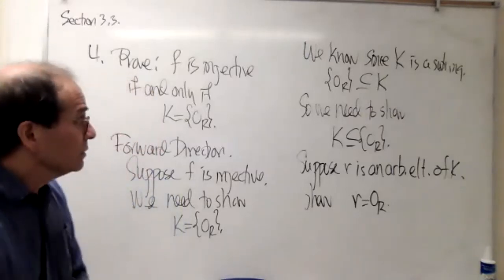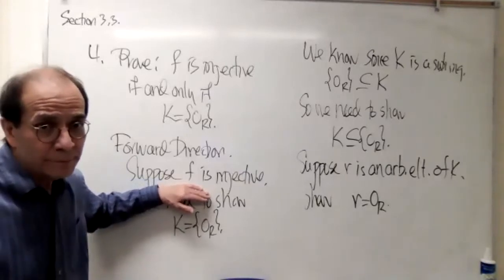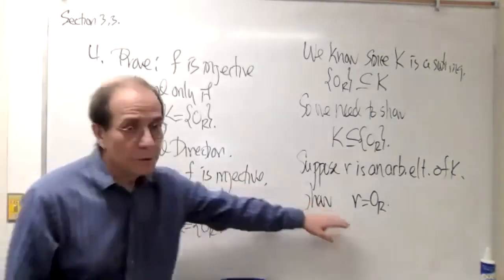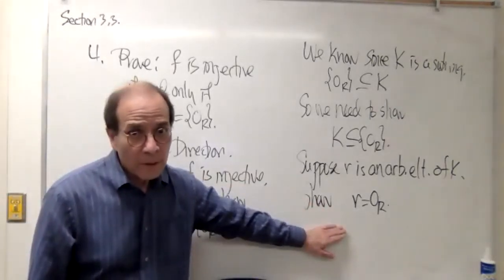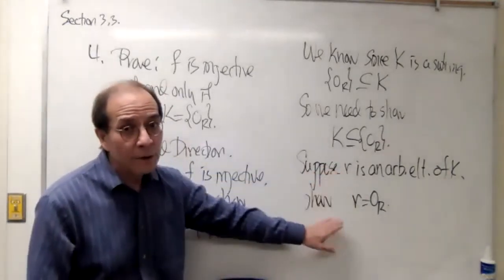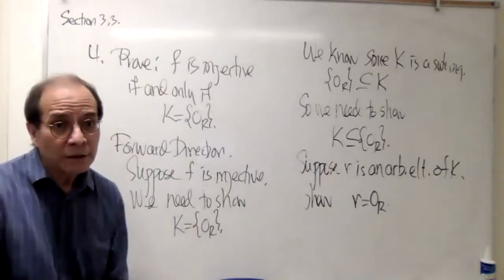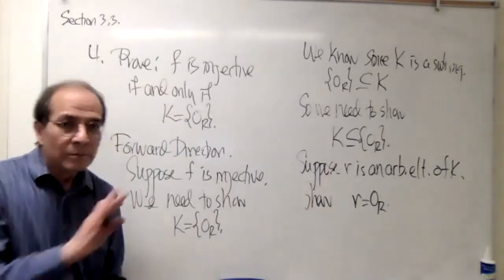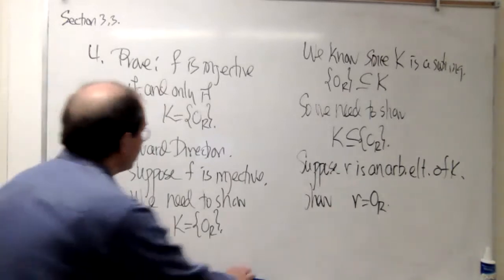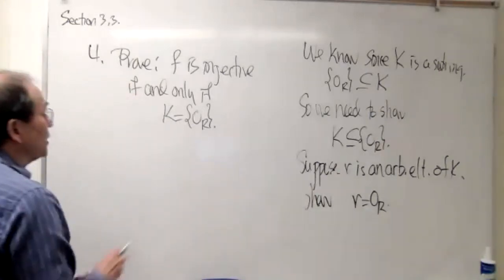And so what you're going to use is the hypothesis that f is injective. You have to somehow use that hypothesis in order to show this. And you're also supposing that r is in K, so that's going to tell you that f of r is equal to 0. That tells you that it satisfies the condition defining K. But you have to put all this together. Now the other direction. So that's the forward direction, and then the backward direction.